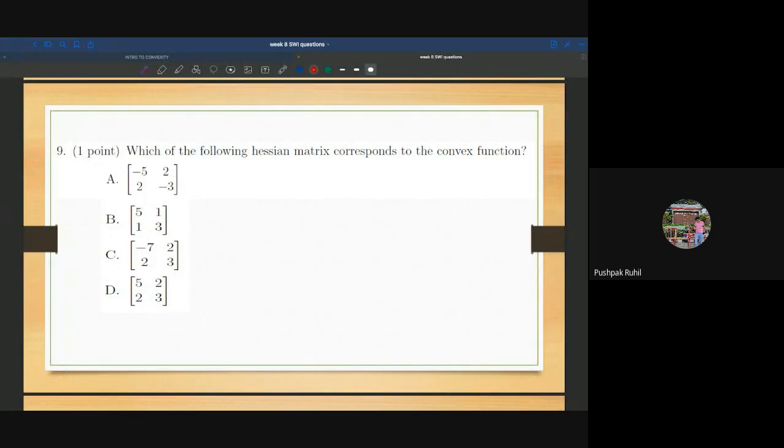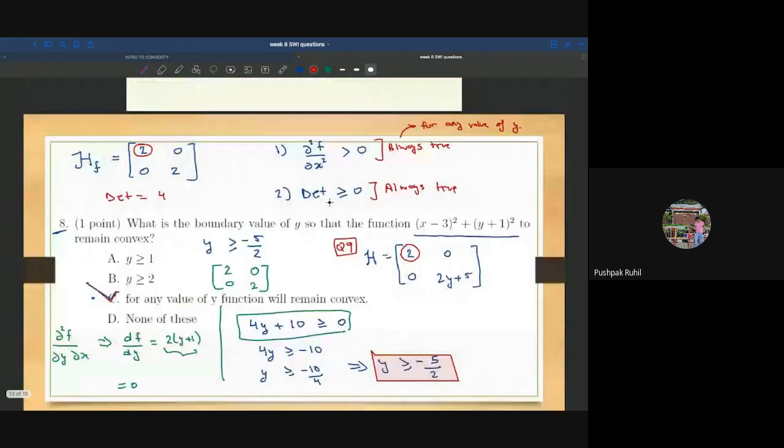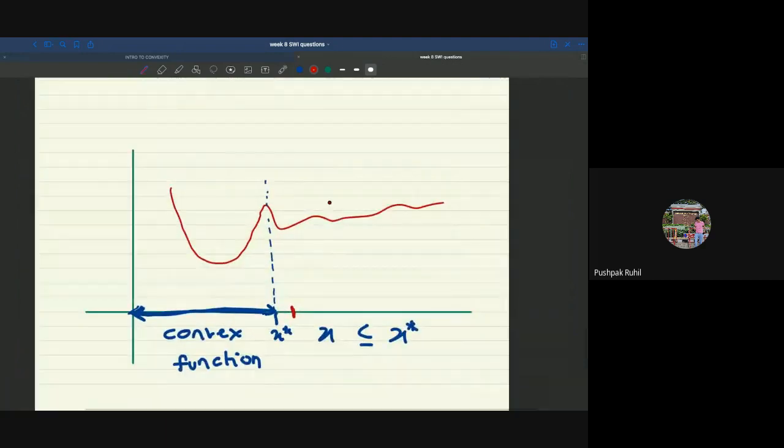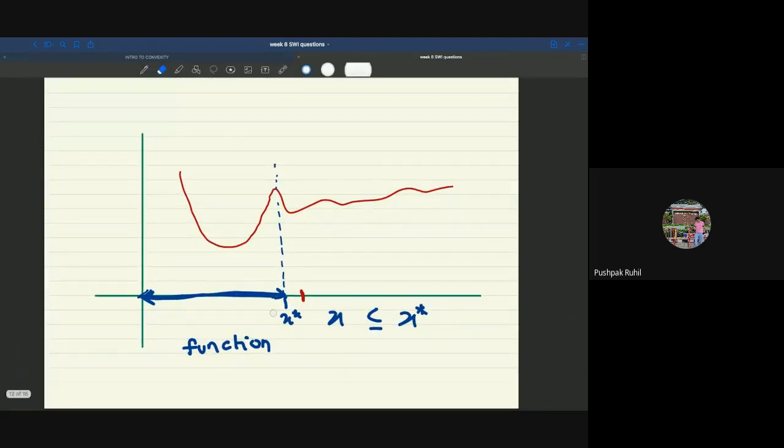Okay, please repeat that graphical part. Okay, let me take this.